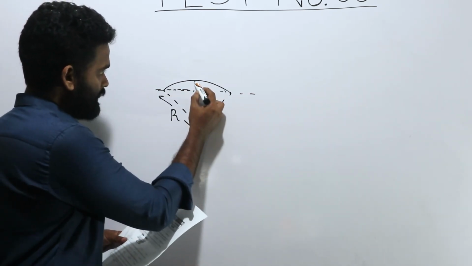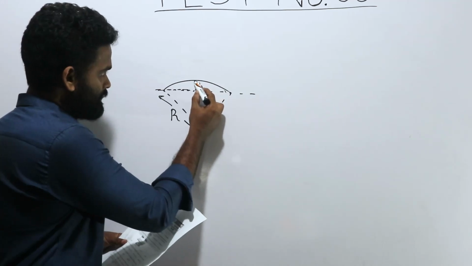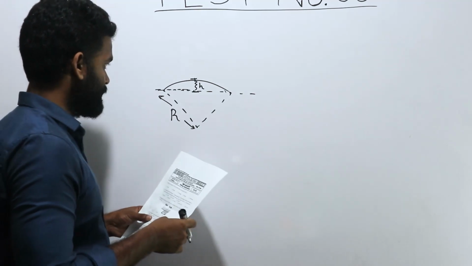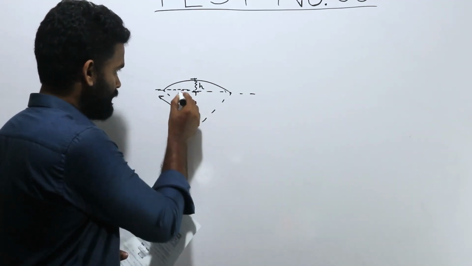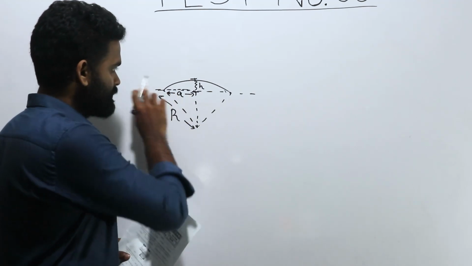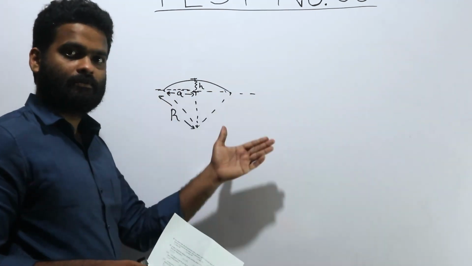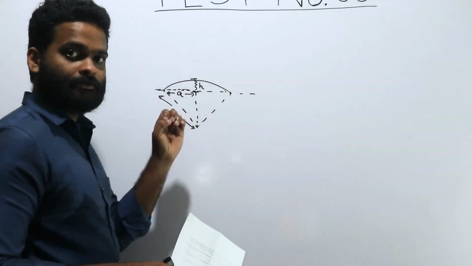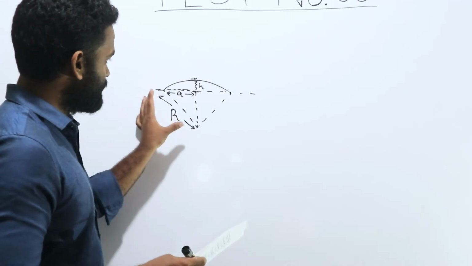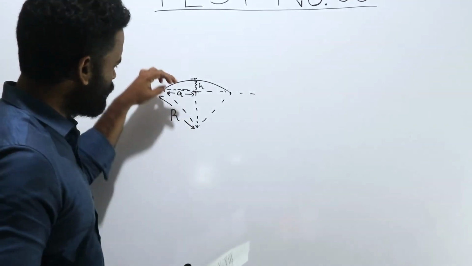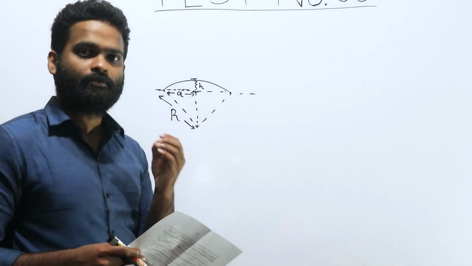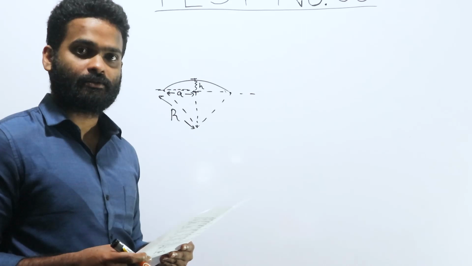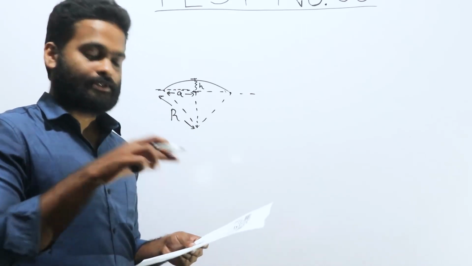Simple h is this height. Then simple a is this length. So this is a cross section of the curvature, right? Those are just the measurements. I'm not going to prove how to get the equation. You are supposed to remember the equation to find the radius of curvature of a curved surface.